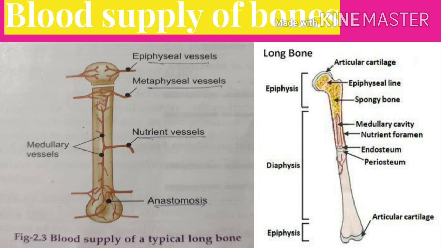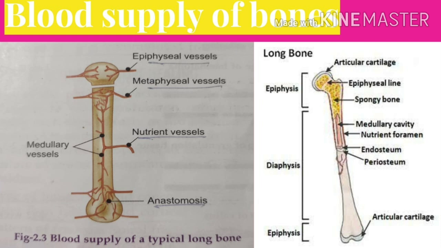Around its middle it enters and divides into two branches, one running toward either end of the bone. Each of these further divides into a leash of parallel vessels which run toward the respective metaphysis. Look at the picture: the nutrient artery entering into the middle, with two branches, one running toward either end of the bone.